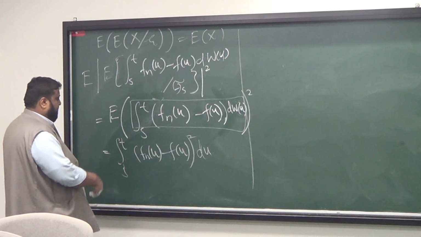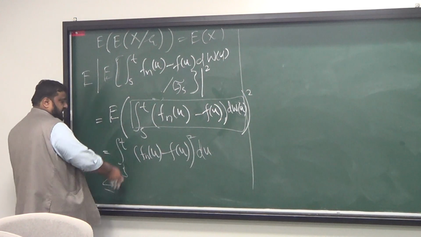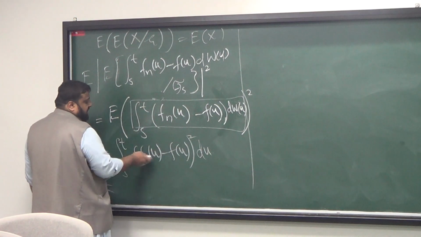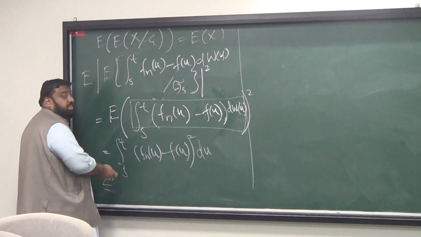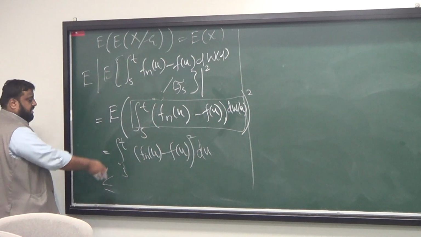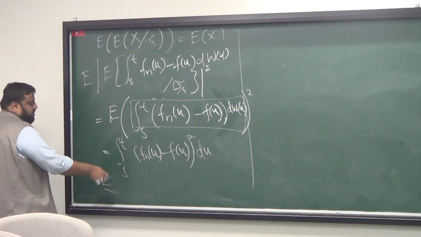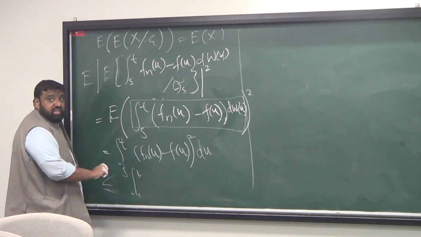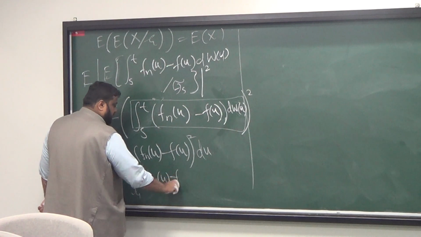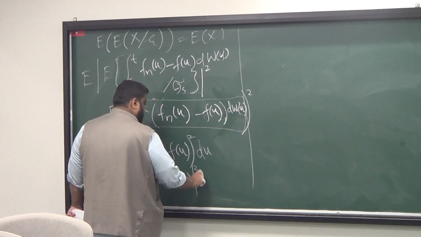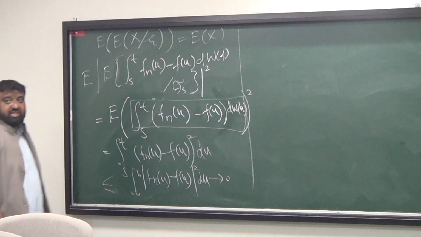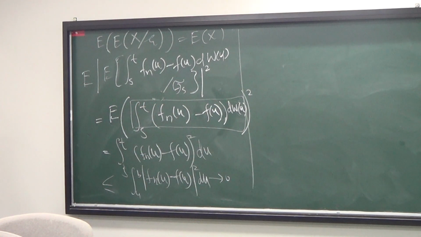Now what is this? I can estimate this. It is the integral from s to t. But I know about these two that if these limits become a to b, this difference goes to 0 as n goes to infinity. But this is the integral from s to b, so I can estimate it from a to b, which I can say is the same as the integral of (f_n(u) minus f(u)) squared du. And this goes to 0.